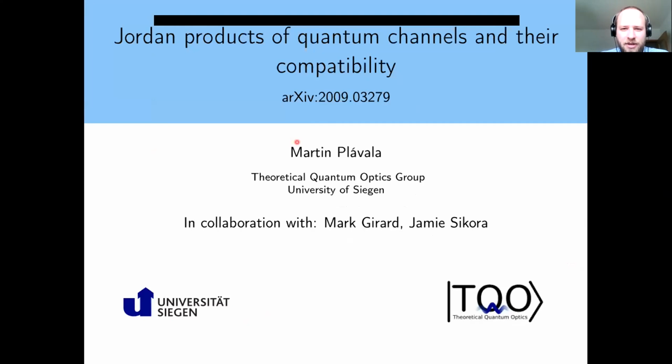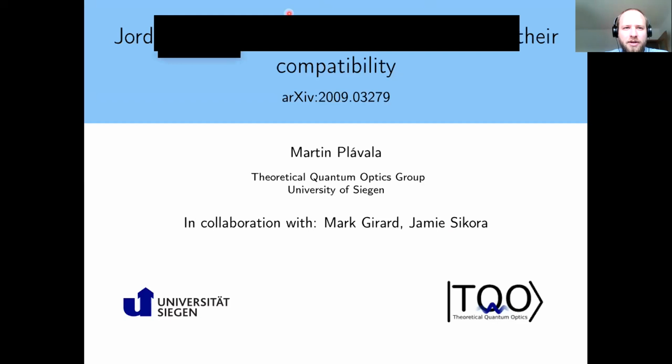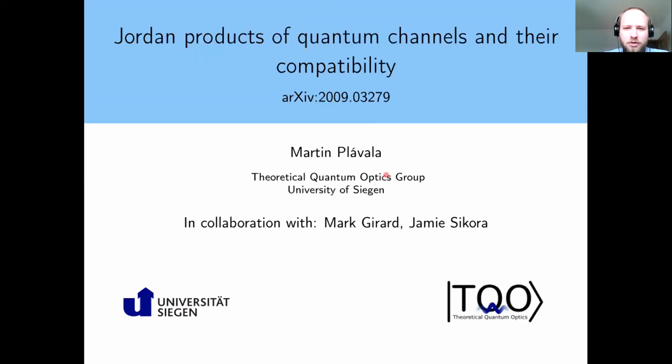In this talk, I'll tell you something about what we did together with Mark Girard and Jamie Sikora. We investigated three types of compatibility of objects that we find in quantum theory. First, I'll introduce these objects, and then I'll explain some of our results about these compatibilities, how they work together, and how we can use one to tell something about the other. During the whole talk, please feel free to ask at any time, just raise your hand or shout your question.